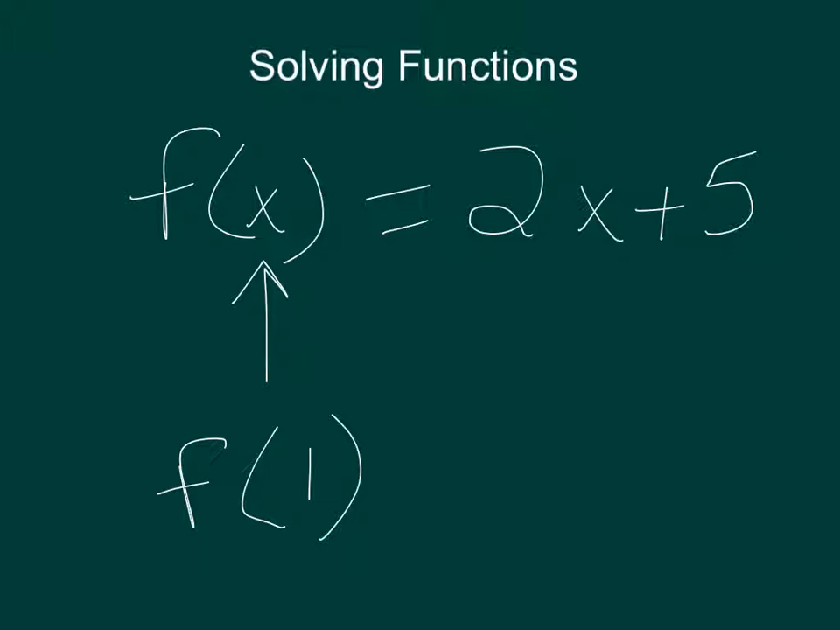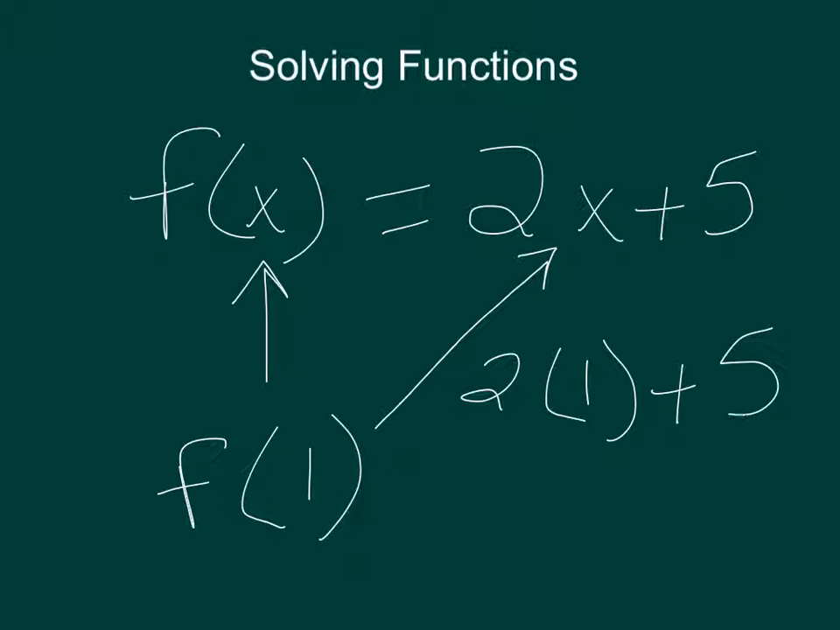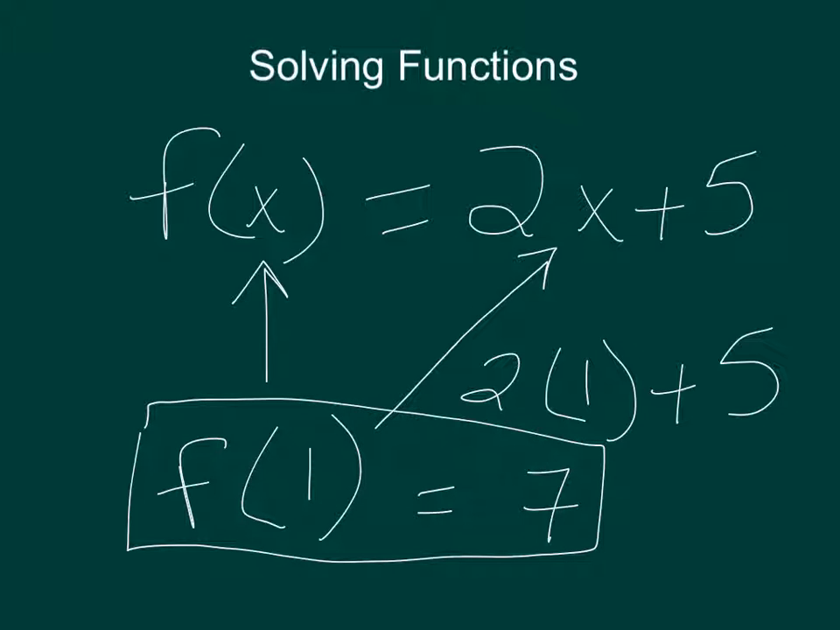We take this 1 and plug it in for x, and then we solve. So it'd be 2 times 1 plus 5. And if we simplify that, we get 7. So f of 1 would equal 7. Pretty simple.